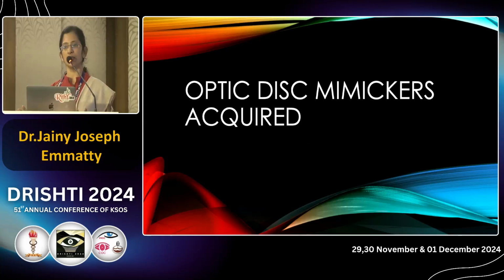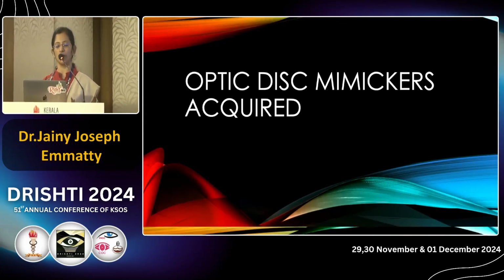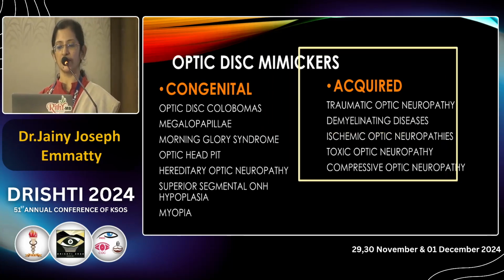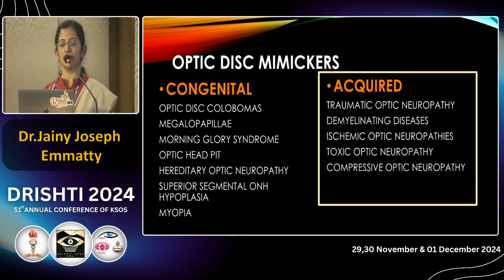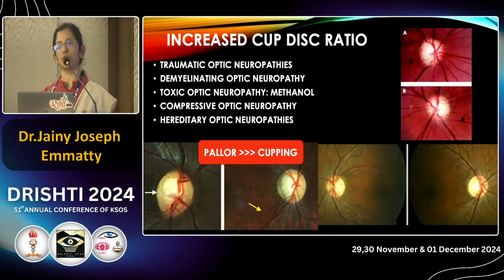So these are the congenital conditions, and what are the acquired conditions which mimic glaucoma? The most common mimicking conditions are traumatic causes, demyelinating causes, ischemic optic neuropathies, toxic causes, and compressive optic neuropathy, which can mimic glaucoma. So why is this mimicking? Mainly, we think it's some pallor or some cupping, but actually what is the most prominent feature in these conditions? It's mainly the pallor, which is more than the cupping.